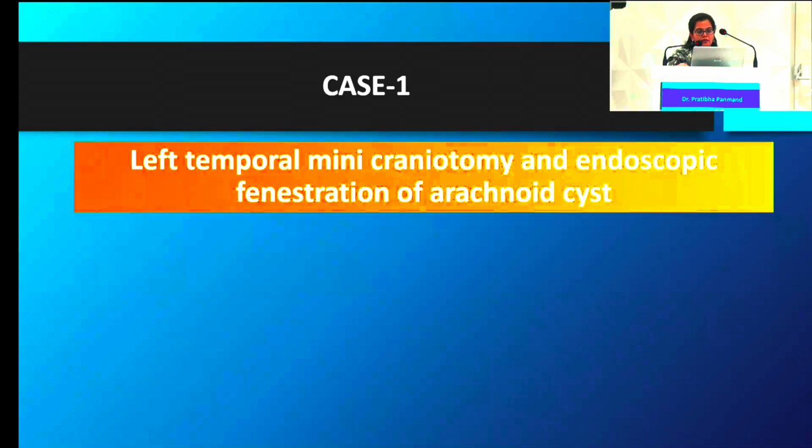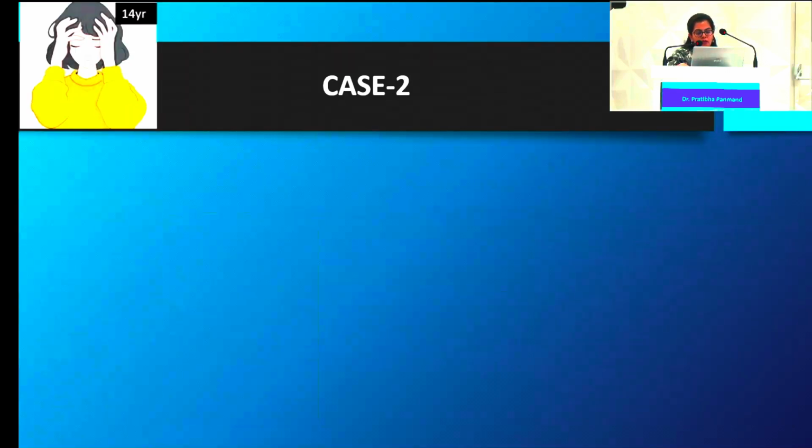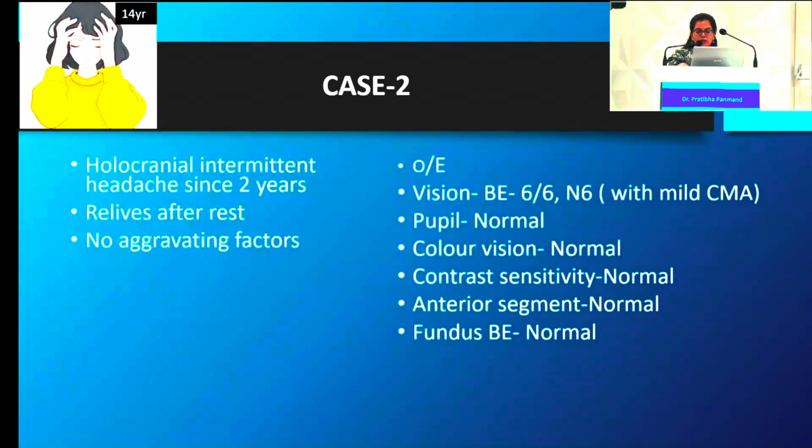He underwent a left temporal mini craniotomy and endoscopic fenestration of the arachnoid cyst, and we can see that the SAF had resolved here. This was a case of a 14-year-old child who came with holocranial intermittent headaches over the past 2 years, which were relieved after rest, and there were no aggravating factors. Her visual acuity was 6/6 in both eyes with mild compound myopic astigmatism. Pupil, color, contrast, anterior segment and fundus were normal.